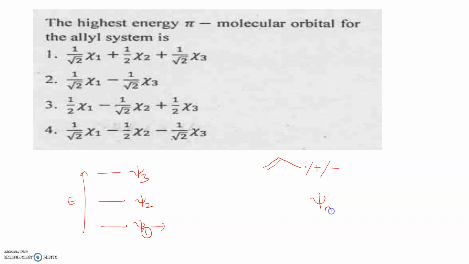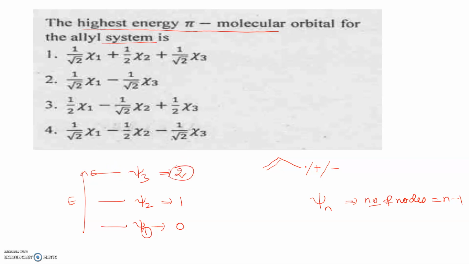You know very well, in general, for the Huckel molecular orbital of wave function psi n, the number of nodes equals n minus 1. So if n is 1, that means there is no node. Here we have 0 node, here we have 1 node, here we have 2 nodes. Now just go through the question. The question is the highest energy pi molecular orbital for the allyl system. The highest energy pi molecular orbital must contain 2 nodes.